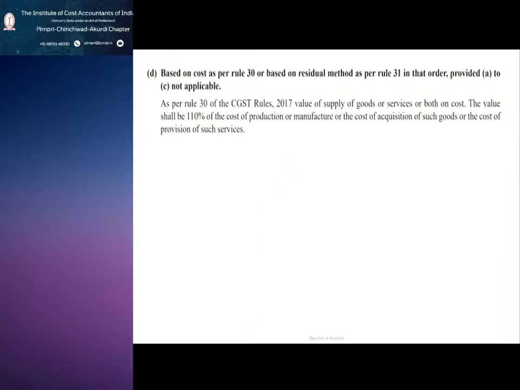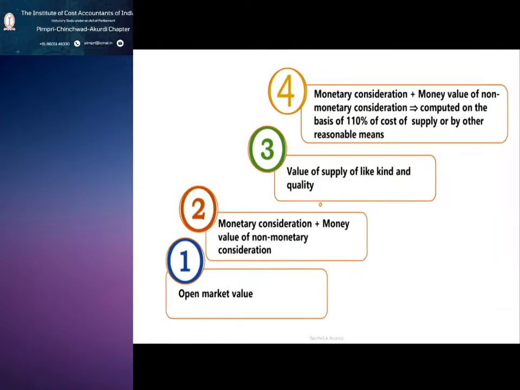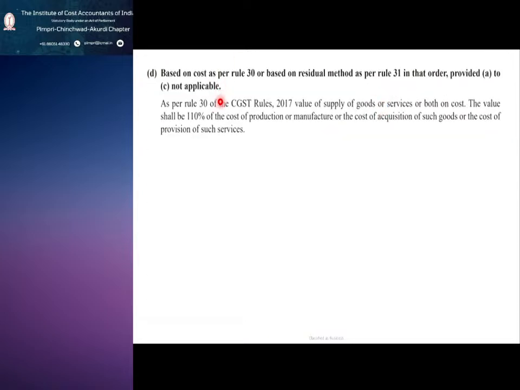So we have seen all these in rule 27. We have seen what is open market value, money consideration, and value of like kind and quality. Now we are into the last one. If all these three did not work, how do we calculate the transaction value? We have to go with the last, fourth step. What is the fourth one? Based on the cost, as per rule 30.